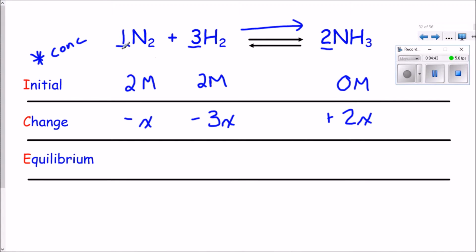These are what we call relative changes because every time 1 N2 reacts with 3 H2s, it's a 1:3 ratio. So the change is going to be much greater for H2 than it is going to be for N2. Similarly, when we compare N2 to NH3, the change is going to be twice as much for NH3 compared to N2. Now, if we look at the question further, we have a little bit more information.